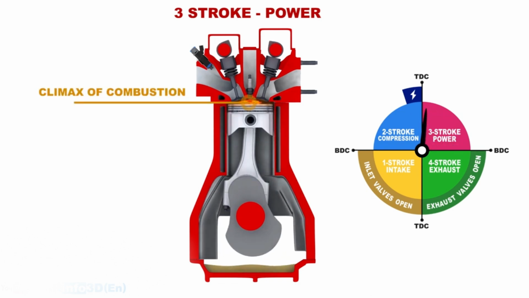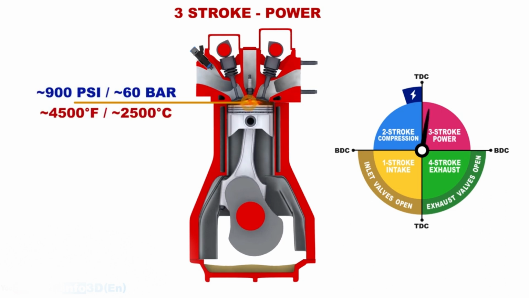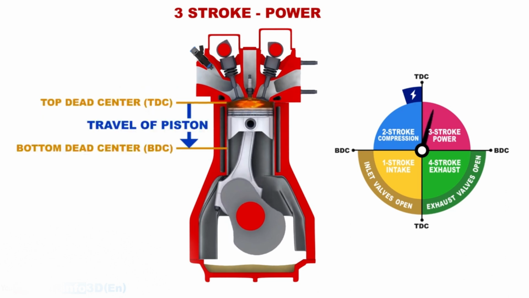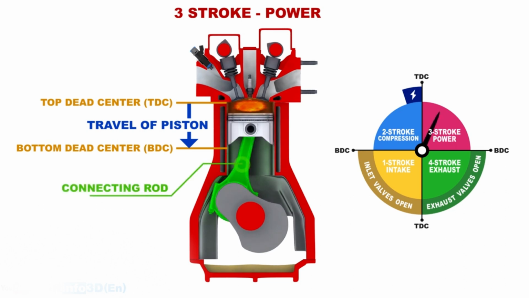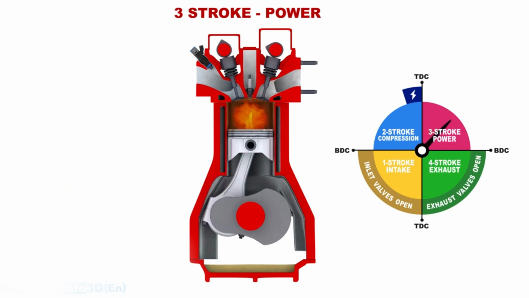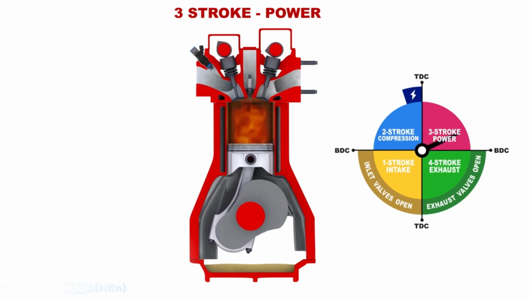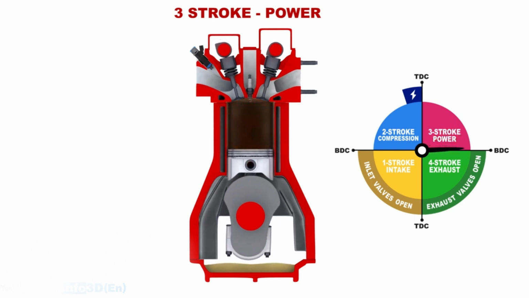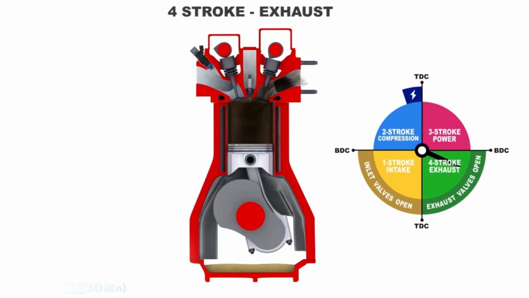The third stroke is the power stroke. This is the climax of combustion. The combustion process generates a large amount of heat, and the cylinder pressure can get up to 900 psi. The pressure of expanding gases causes the piston to move from top dead center to bottom dead center and turn the crankshaft via the connecting rod, thereby converting thermal energy into mechanical work. The stroke completes when the piston reaches bottom dead center.